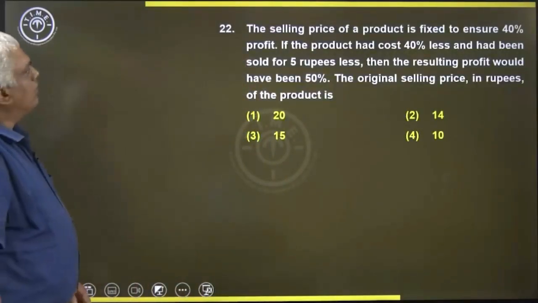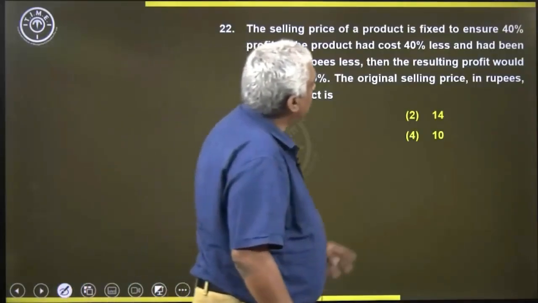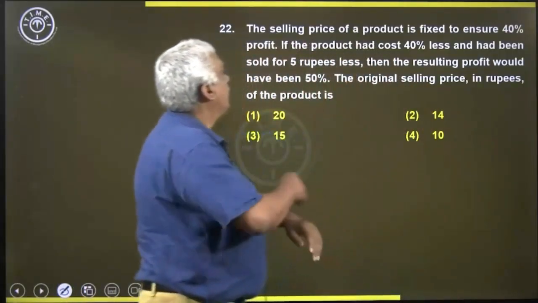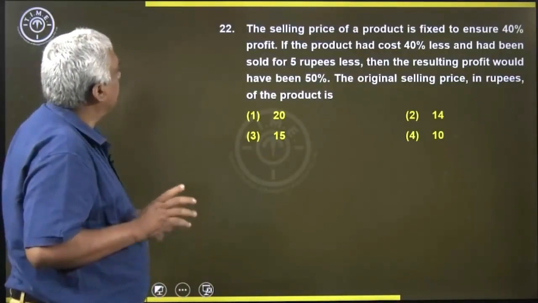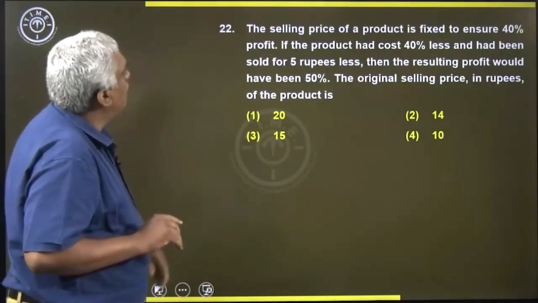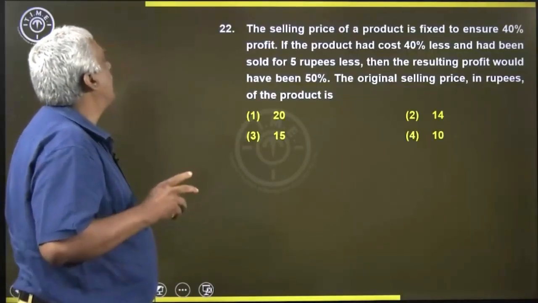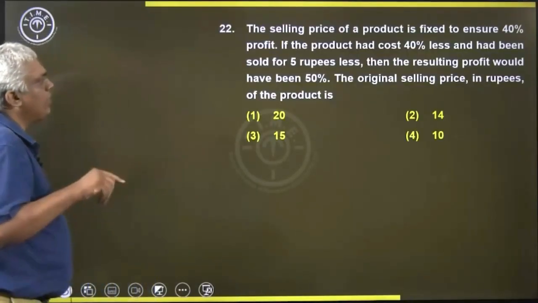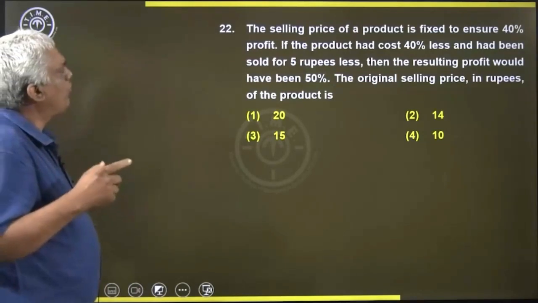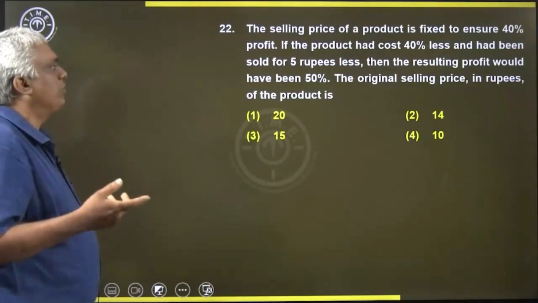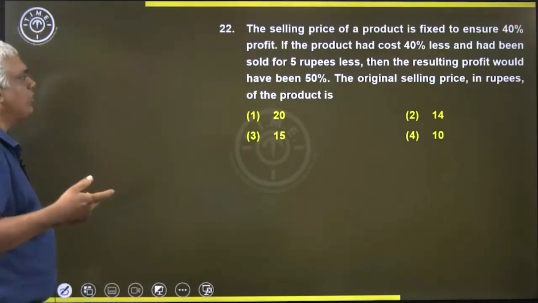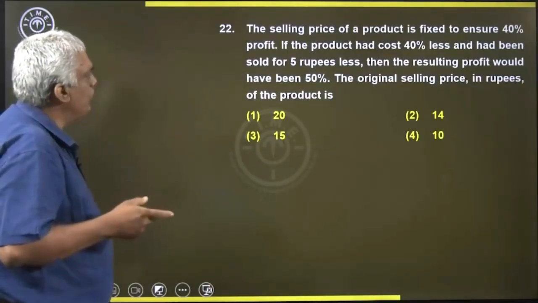Now, the selling price of a product is fixed to ensure a 40% profit. If the product had cost 40% less and had been sold for 5 rupees less, the resulting profit would have been 50%. The original selling price in rupees of the product is?